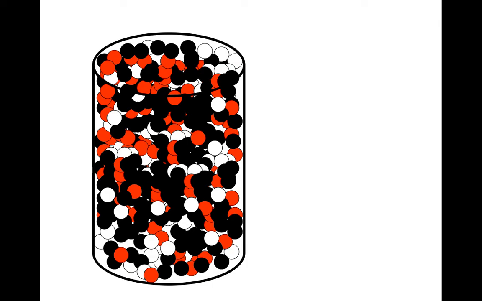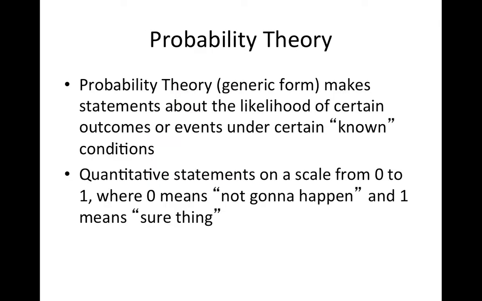Okay, so let's imagine just a jar full of marbles that are red, white, and black. Probability theory in its generic form makes statements about the likelihood of certain outcomes or events under certain known conditions. Probability makes quantitative statements on a scale from 0 to 1, where 0 means not going to happen and 1 means a sure thing. A probability of 0 means it will not happen. A probability of 1 means it will happen. And values in between are more or less likely. They're relative values.